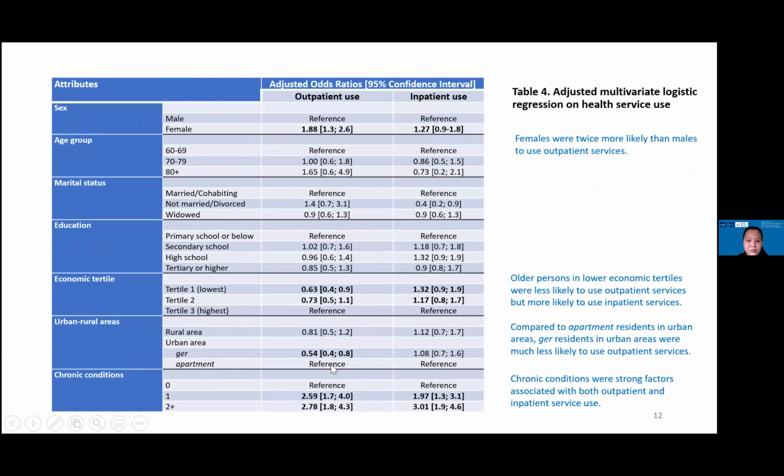These are briefly the results from the multivariate analysis. We have more information in the paper if you are interested. We can see that females were twice as likely as males to use outpatient services, and 1.27 times more likely to use inpatient services. Older persons in lower economic tertiles were less likely to use outpatient services, but more likely to use inpatient services. Compared to apartment residents, our reference here, ger residents are less likely to use outpatient services. Similarly, for both outpatient and inpatient services, an increasing number of chronic conditions are strong risk factors.